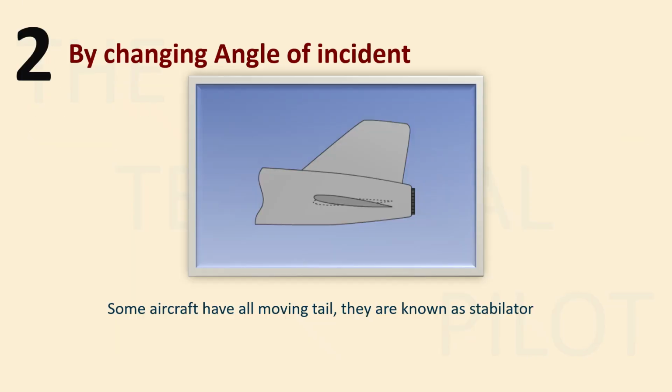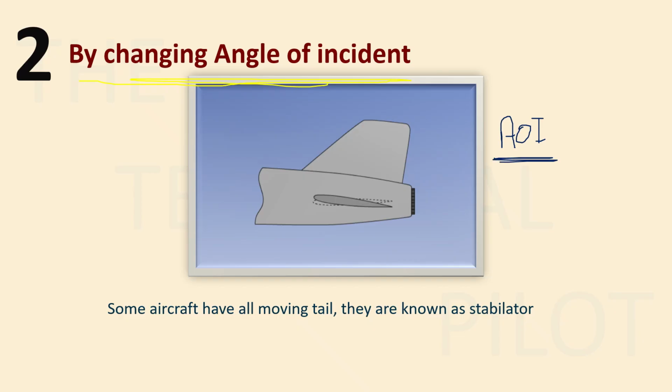So the second method was by changing the angle of incidence. Here you can see in this diagram, this particular portion is the tail plane of the aircraft. The whole tail plane, the whole horizontal stabilizer, is able to move up and down, as you can see here, right? So this can change the angle of incidence, right? But this is the angle of incidence of your tail plane. This is not the angle of incidence of your wing.